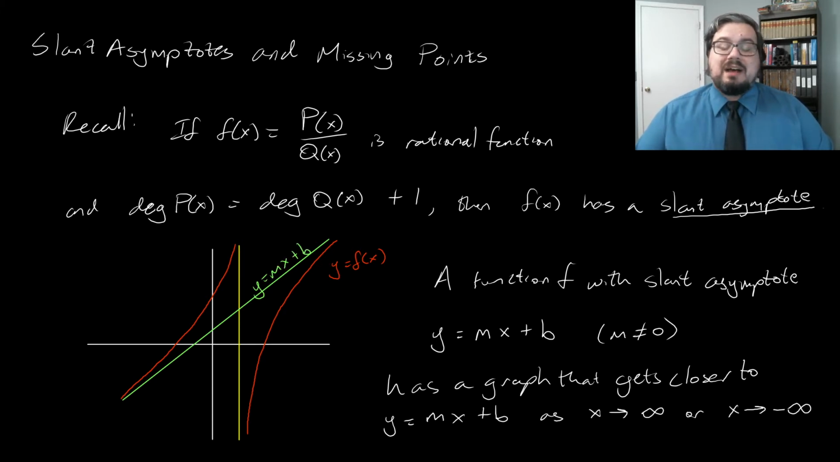So the question becomes, how do we find this line? Finding horizontal asymptotes when they exist is fairly easy. The asymptote is just y equals 0 or y equals the ratio of the leading coefficients, depending on the relative degrees of the numerator and denominator. But finding a slant asymptote in the case where a function has a slant asymptote requires a more involved technique. And that technique is called long division of polynomials.